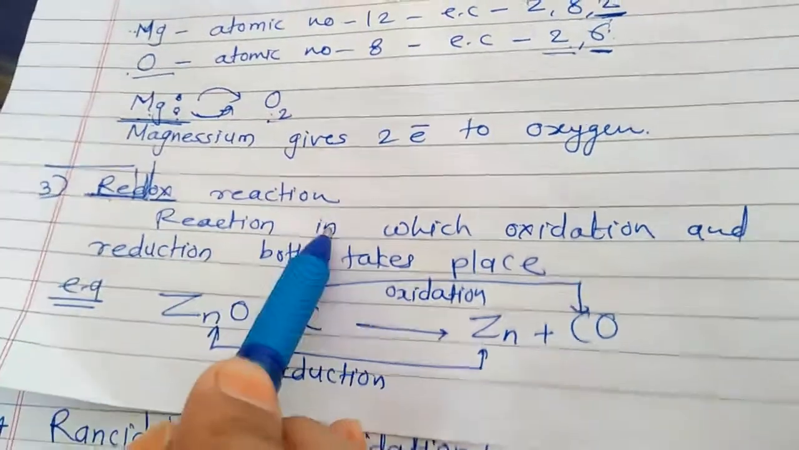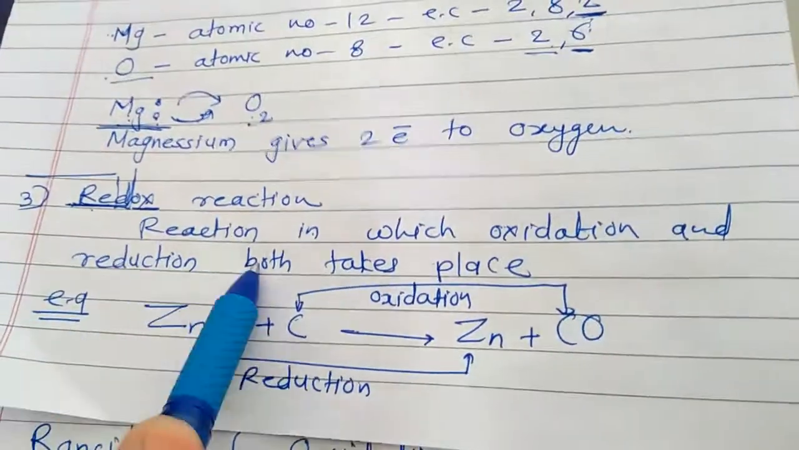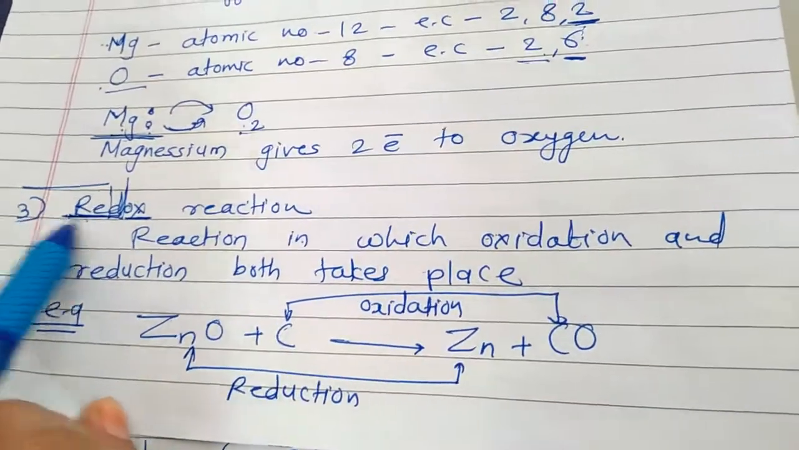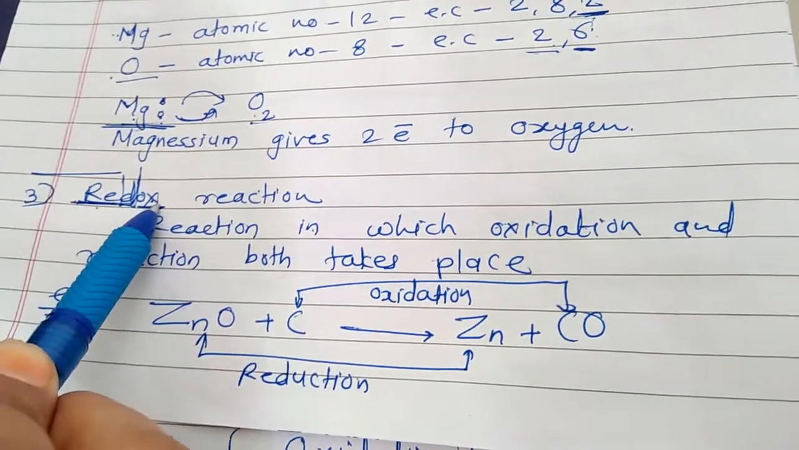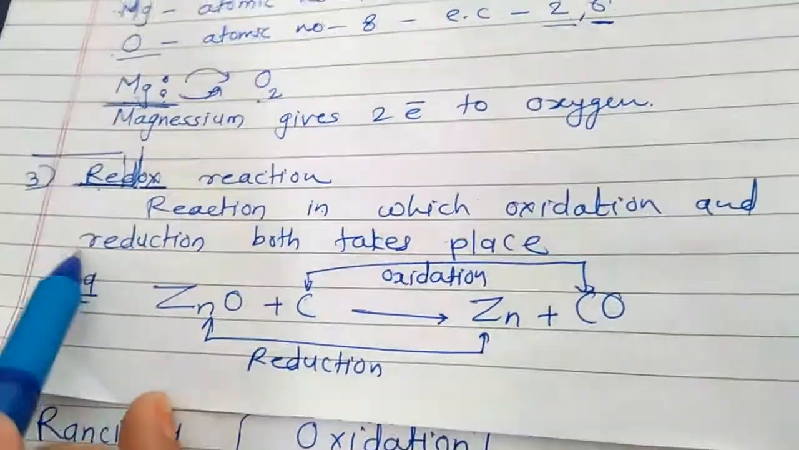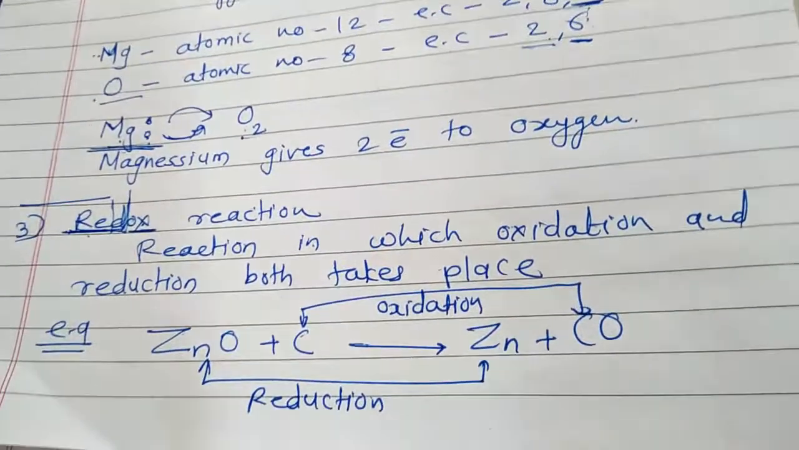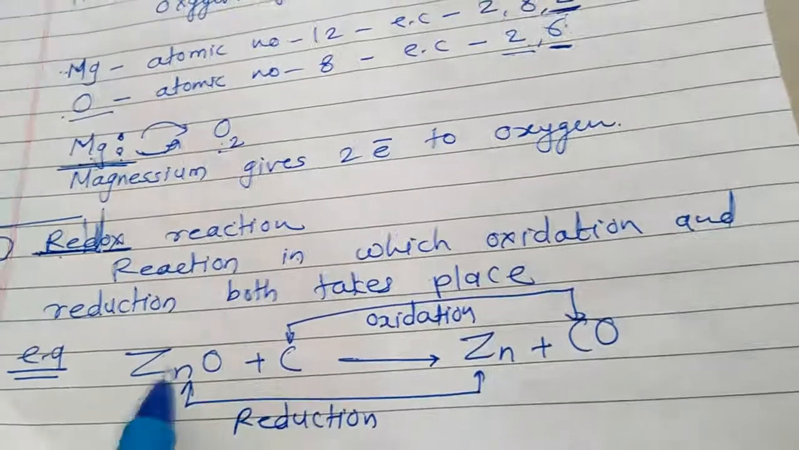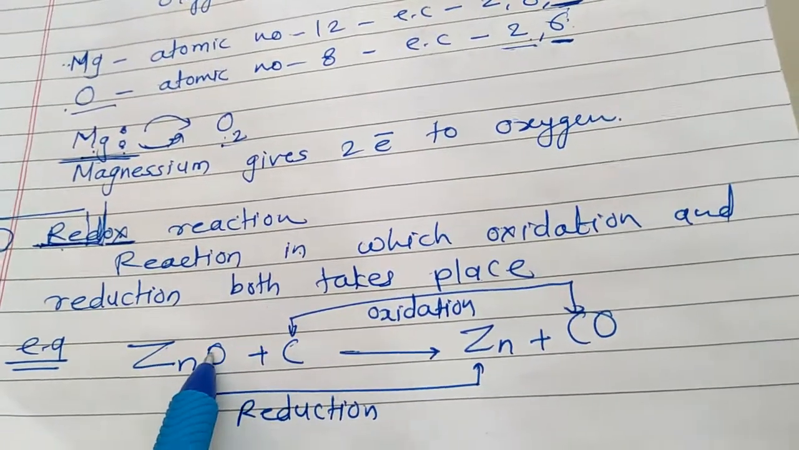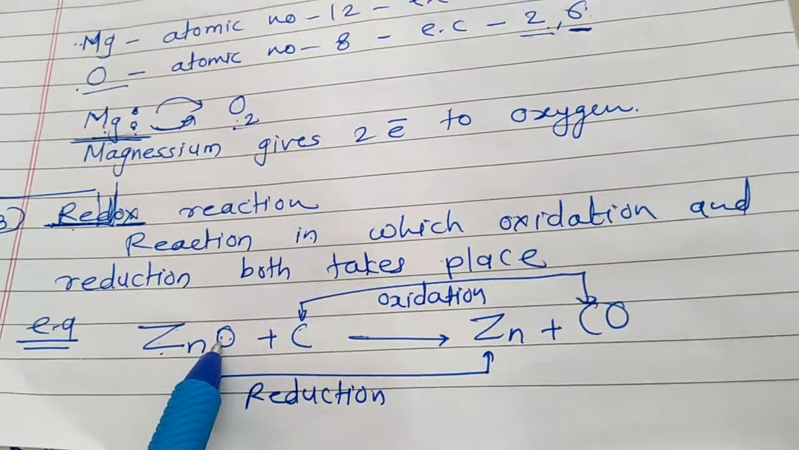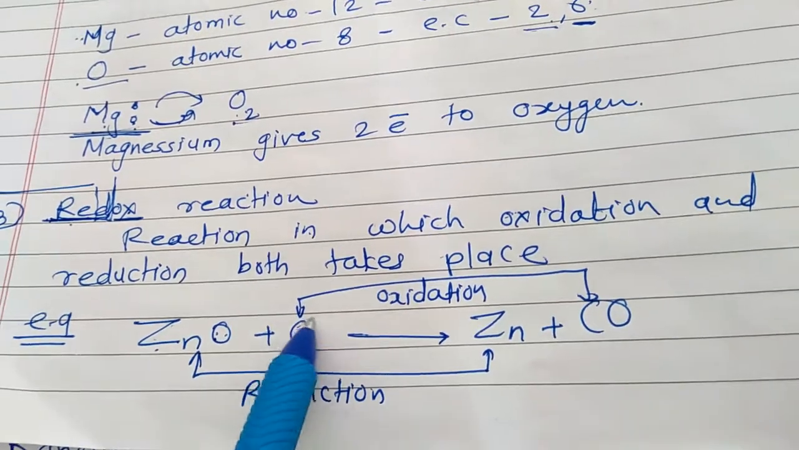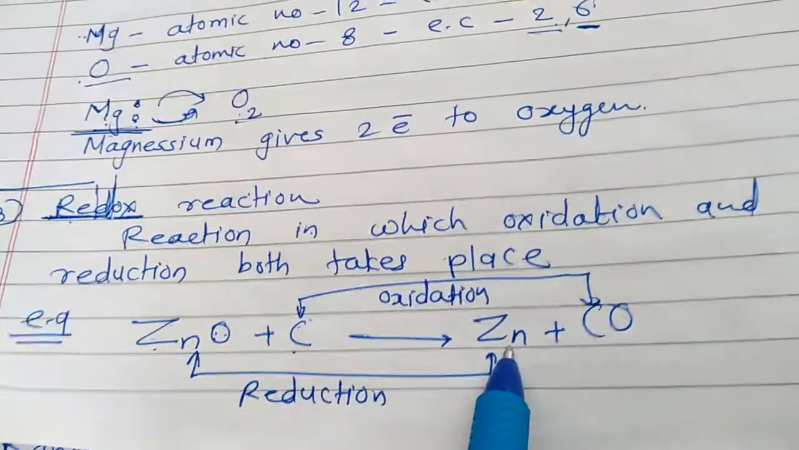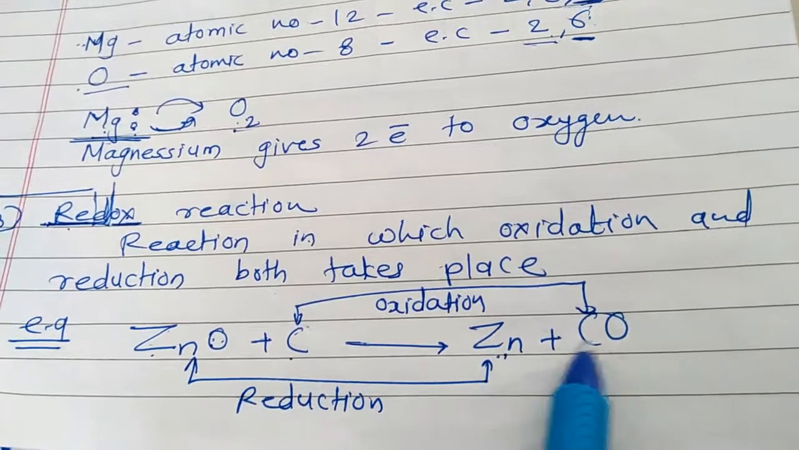The reaction in which oxidation and reduction both take place is called a redox reaction. Means in one reaction you will observe oxidation as well as reduction. Here we have a simple example. Here we have ZnO, means what? Zinc oxide reacts with C. C means carbon. Now if you observe, the products are Zn plus CO.